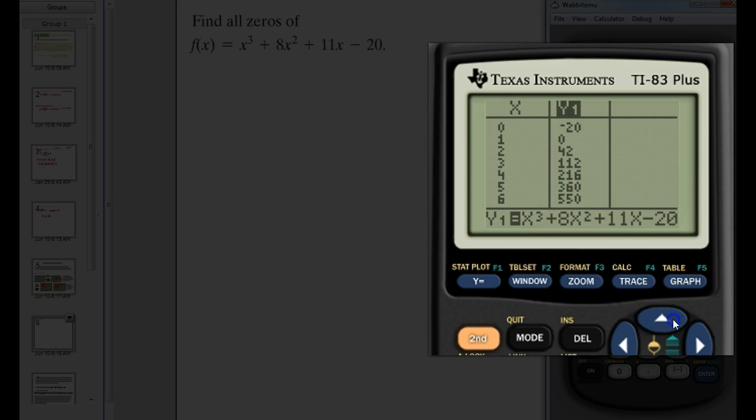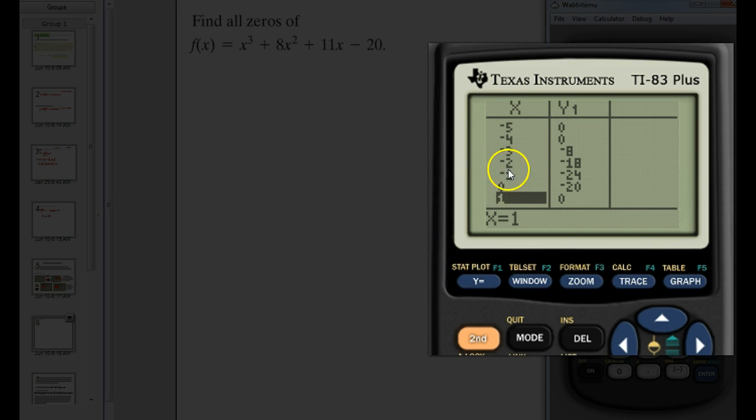Oh, that's right, you can't scroll up unless you're in the X column. You can scroll down in y but not up. Okay, and then there's -5 and -4 also. Alright, so I got those three zeros. -5, -4, and 1.